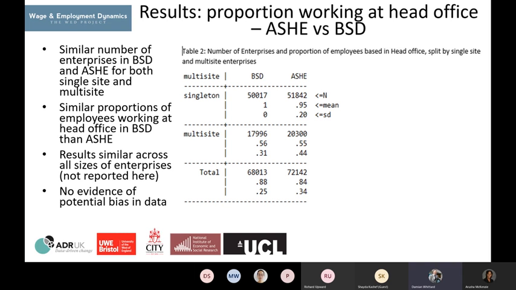Okay, so first of all, we're directly comparing the data in ASHE and BSD and focusing on the proportion who are employed at the head office. We also break this analysis down, as you see on the left, by looking at single site and multi-site organisations. But both between the BSD and ASHE, we notice that there's fairly similar proportions, 55, 56% for the multi-sites. And if there were any evidence of bias at this high level, we'd expect to see some differences. We don't really find that here.